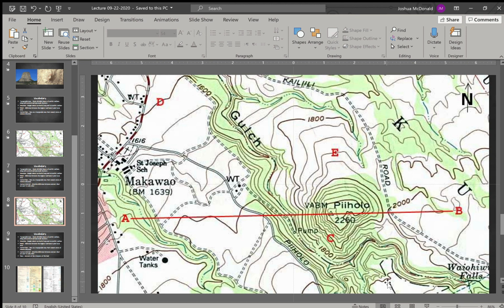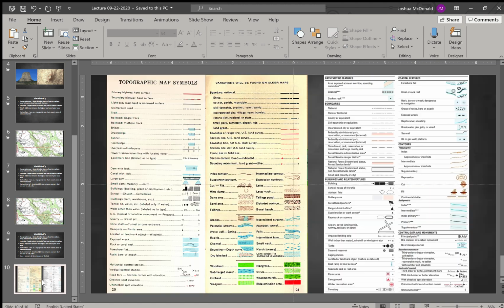Now let's think about the different symbols that you see on a topographic map. The United States Geological Survey has been responsible for mapping the U.S. since the late 1800s. They've come up with a number of different symbols, and they've changed over the years. I have an example. This is an older topographic map. Some of them are still the same. This is a newer one here on the right, but take a look at some of these symbols.